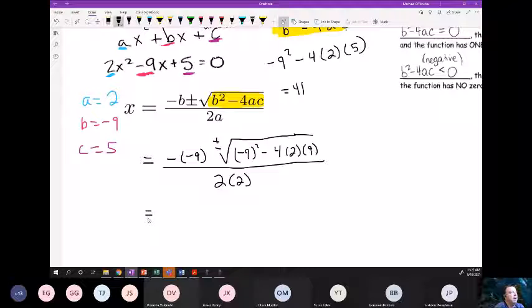Do I have any questions how I plugged in all my numbers into that equation? Does anyone have any questions? So all I did was replace all my letters with the numbers that matched.